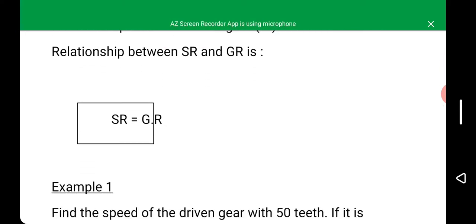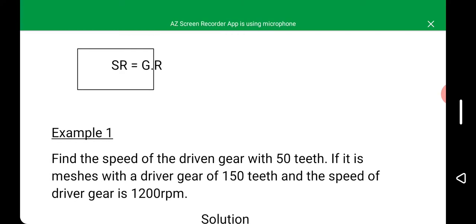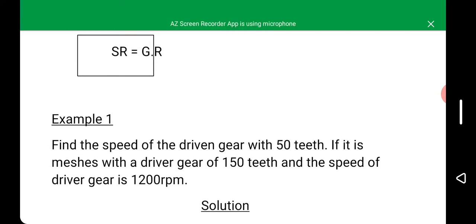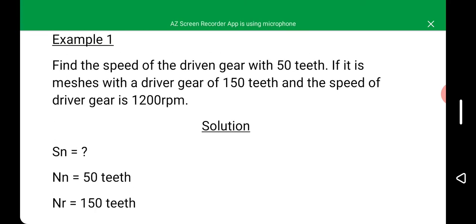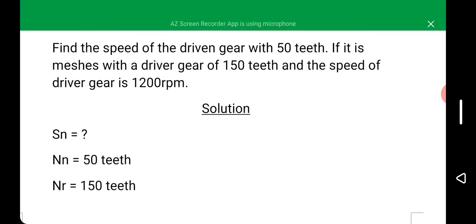So let's now apply the formula in solving a question. Look at this example 1. Find the speed of the driven gear with 50 teeth if it is meshed with a driver gear of 150 teeth and the speed of the driver gear is 1200 revolutions per minute. To solve this, it's better you first list out the parameters, so to be able to see clearly the values given in the question.